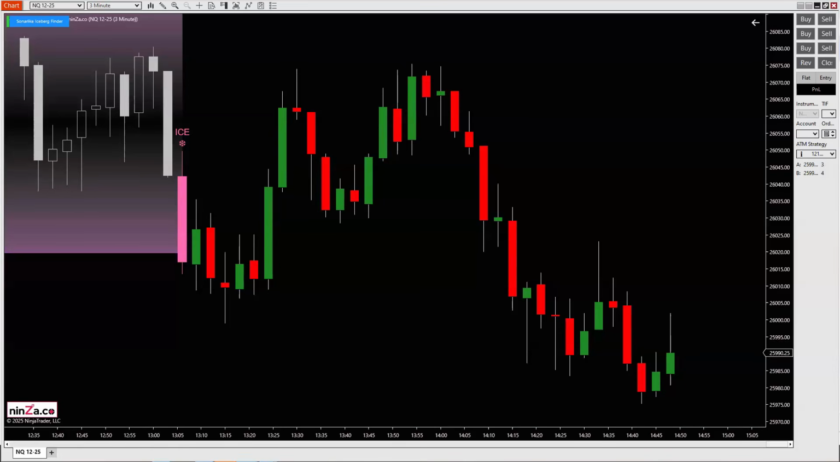Yes, and the signal is in real time also, and it does not repaint. It's not like after the fact, all of a sudden a signal appears. No, that's not how NinZaCo does it. It does not repaint. You see it in real time, on bar close.